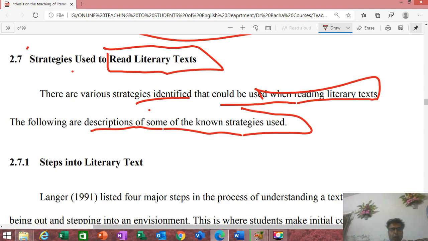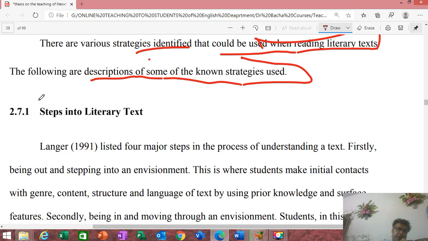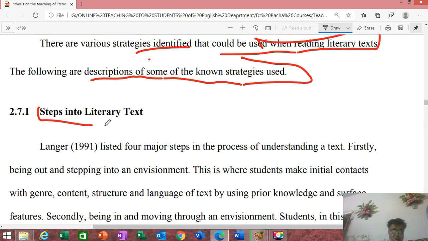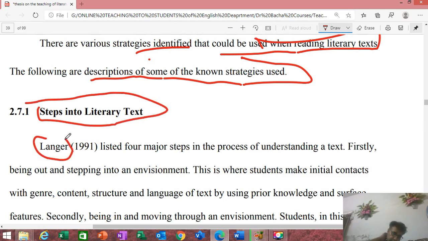All right. The first is steps into literary text. You have to look at that as well. Langer has listed four major steps in the process of understanding a text. This is very important. Firstly, being out and stepping into an environment.